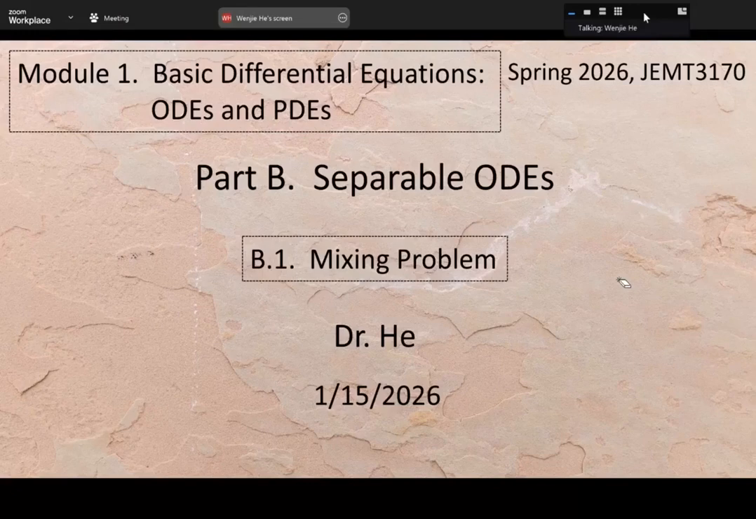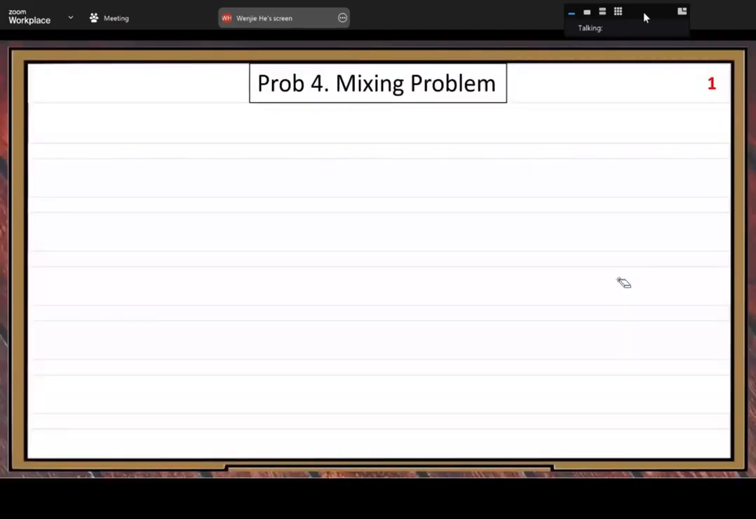All right, so part B, separable ODEs. Let's do a few more word problems. First one, B.1, mixing problem, problem number 4.